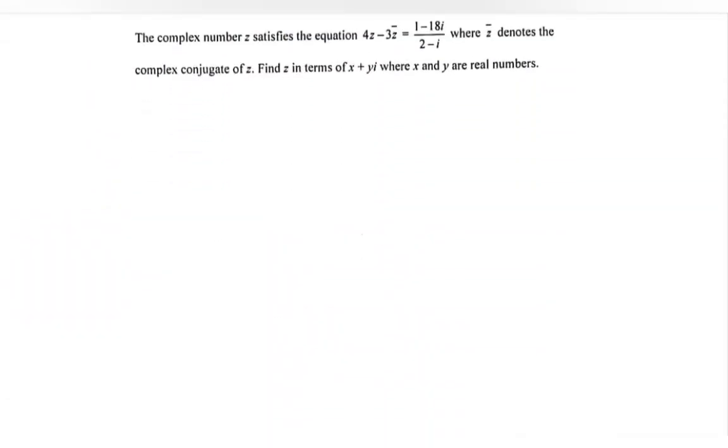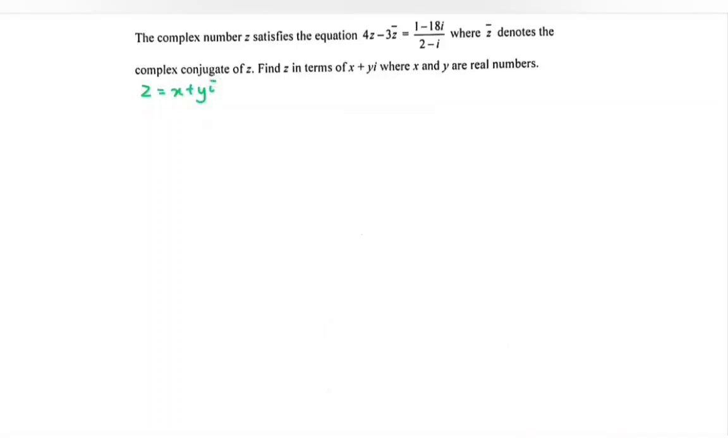Hello everyone, in this video I'm going to discuss an example of complex numbers. Kindly refer to the question: the complex number z satisfies the equation 4z minus 3 conjugate of z equals (1 minus 18i) over (2 minus i), where z* denotes the complex conjugate of z. Find z in the form x plus yi, where x and y are real numbers. So z is x plus yi.